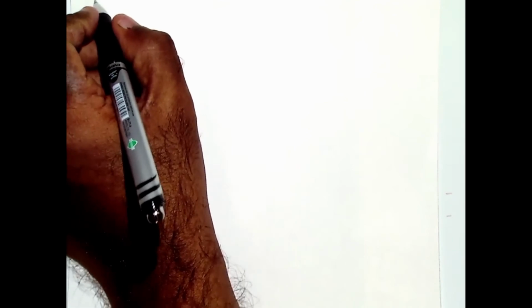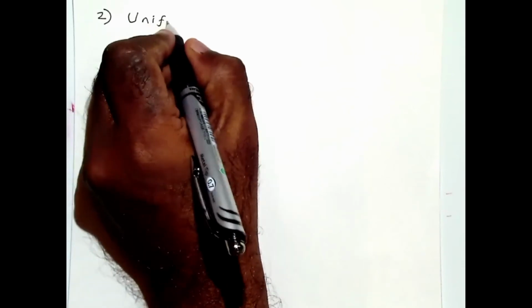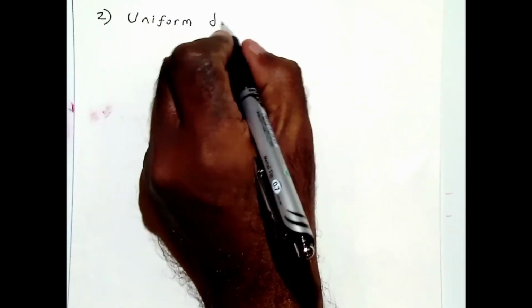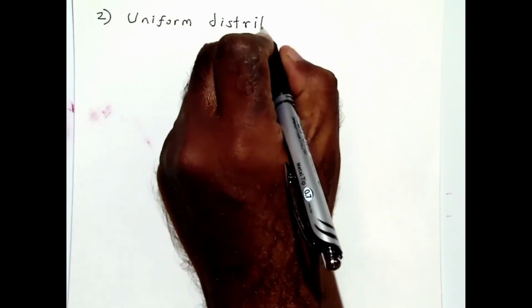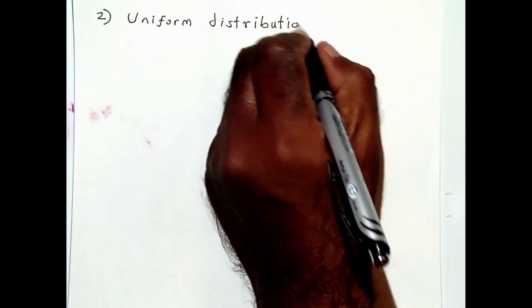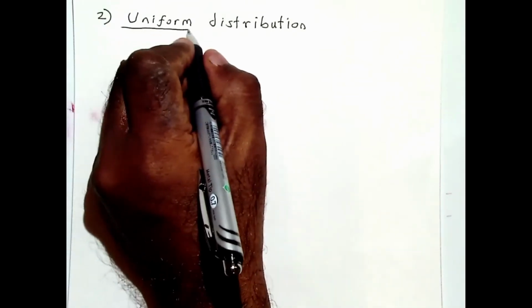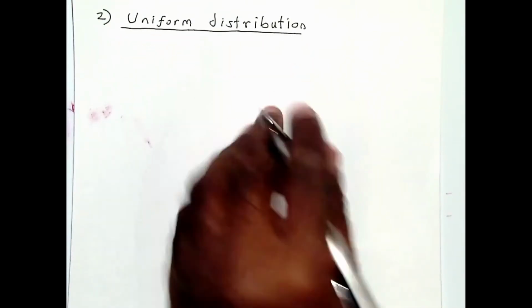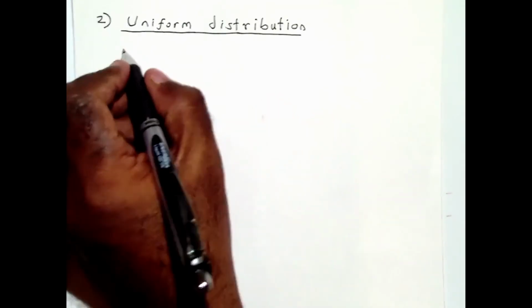Right. The next thing, the second parametric method I would like to talk about is the following. Number 2. Sorry, the ink keeps coming. This method is based on the uniform distribution. Based on the uniform distribution. Okay.